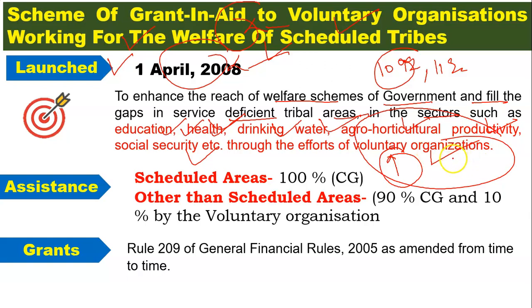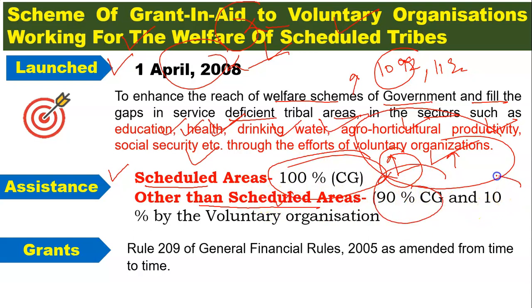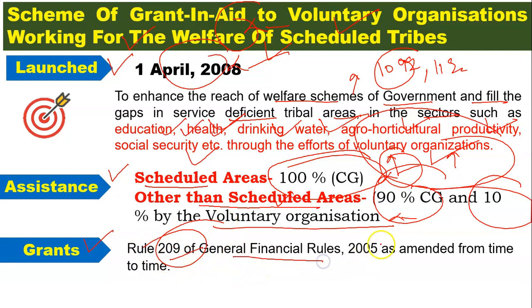So government is helping these types of voluntary organizations which are working for the objective of this scheme. Now the government is giving two types of assistance: one is scheduled area and the other is other than scheduled area. For scheduled area, government is giving 100% central grant, and for other than scheduled area, government is giving 90% and expecting 10% from the voluntary organization. These grants are given according to the rule defined, that is Rule 209 of General Financial Rules 2005, and it will be amended from time to time. So this is a very small scheme.